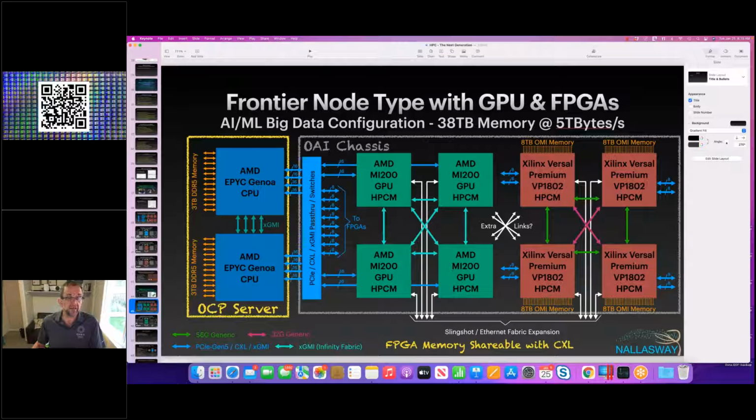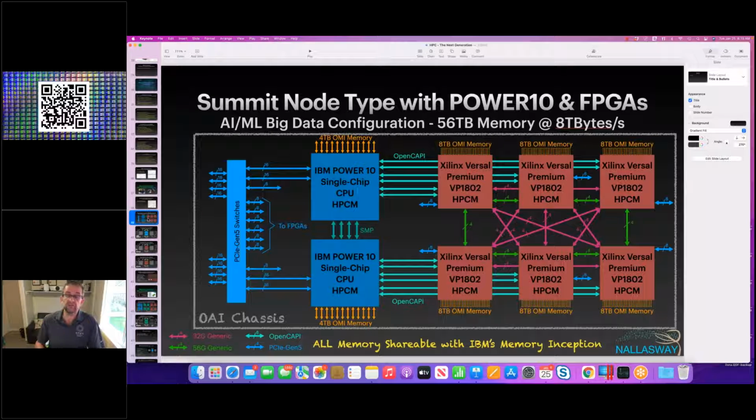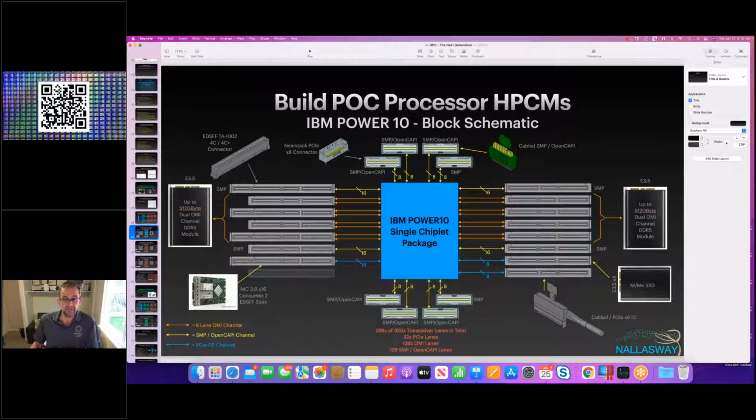So again, I'm going to focus on this one. Can we recreate the Summit machine architecturally and actually significantly improve on it as well, obviously with the latest processors and an even better, more versatile interconnect in the OAI chassis? This would fit into the OAI chassis ideally. So that was going to be made up of 2 modules.